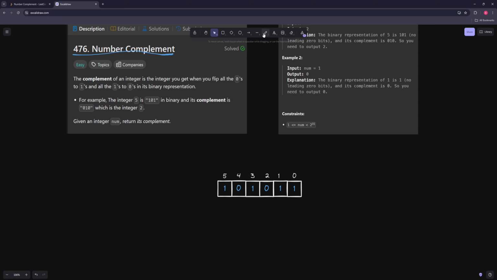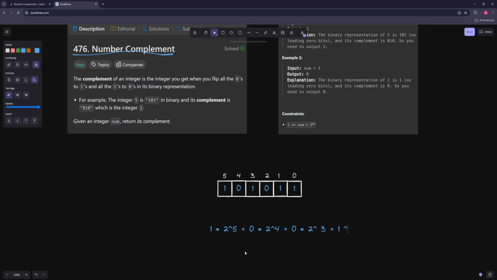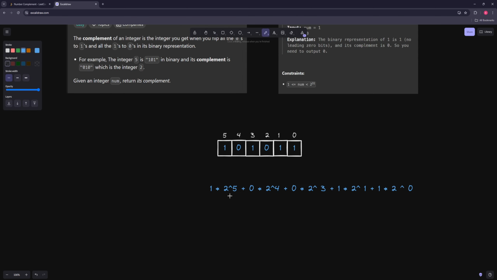So this number is basically equivalent to, the only difference is in decimal it's 10 to the power, and here it's 2 to the power. It wouldn't be 5 times, it would just be the bit. So it'd be 1 times 2 to the 5th plus 0 times 2 to the 4th plus 0 times 2 to the 3rd plus 1 times 2 to the 1 plus 1 times 2 to the 0.